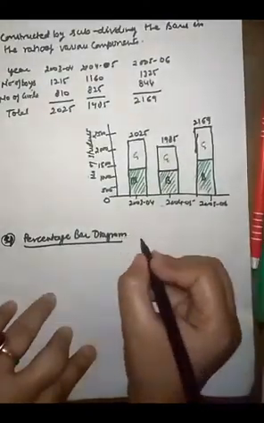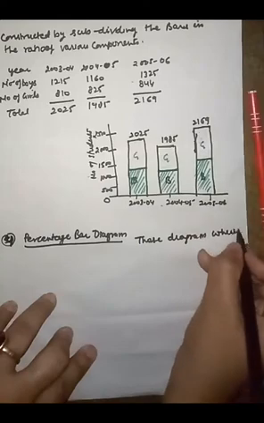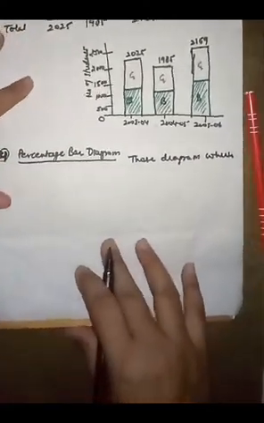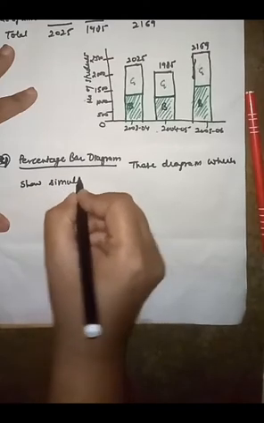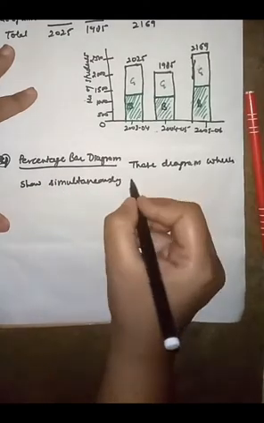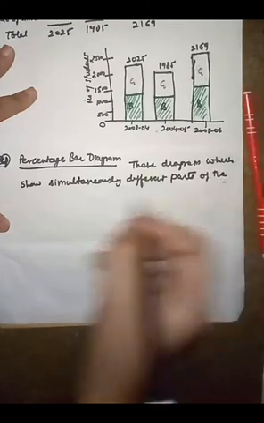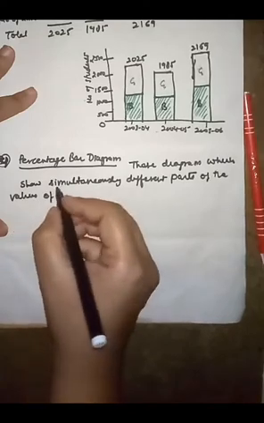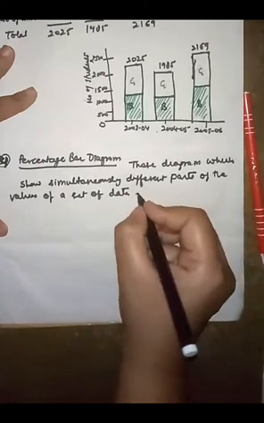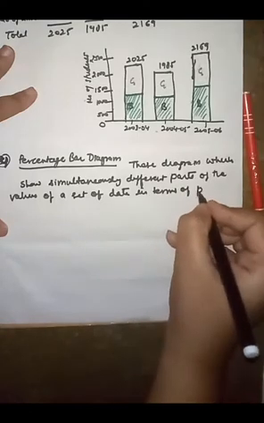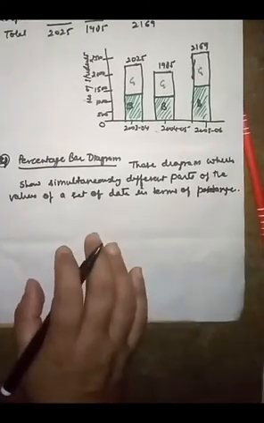So write down the definition. Those diagrams which show simultaneously different parts of the values of a set of data in terms of percentage. Right friend? In terms of percentage.